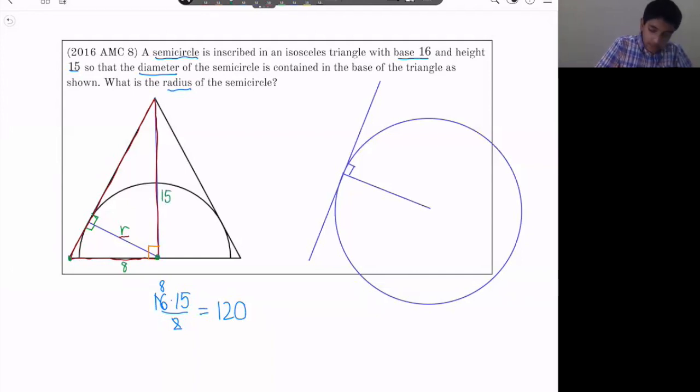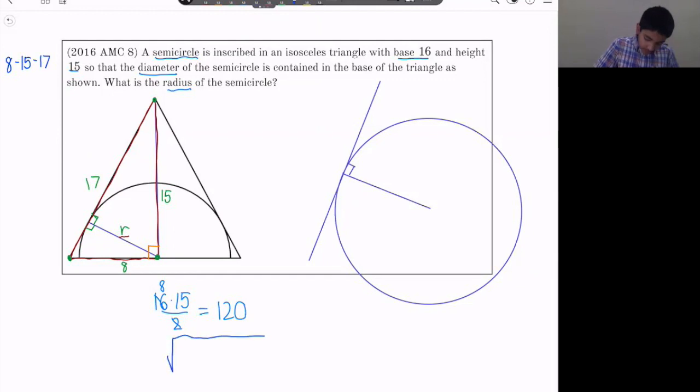So now we can just use the Pythagorean Theorem to find this length here. So now we can see that the hypotenuse is 17. And another thing that I should have mentioned earlier is that 8, 15, 17 is also another common Pythagorean triple. You should probably memorize it. But it's okay if you didn't know this, since you could just apply the Pythagorean Theorem.